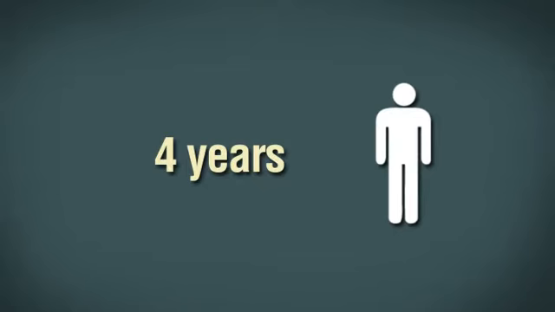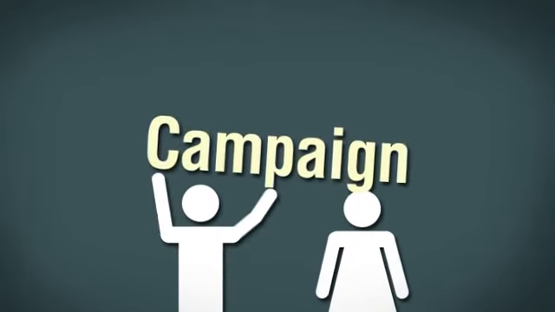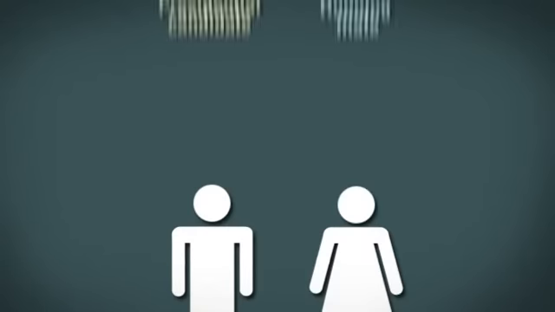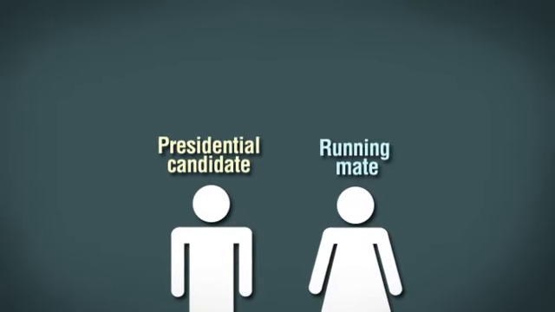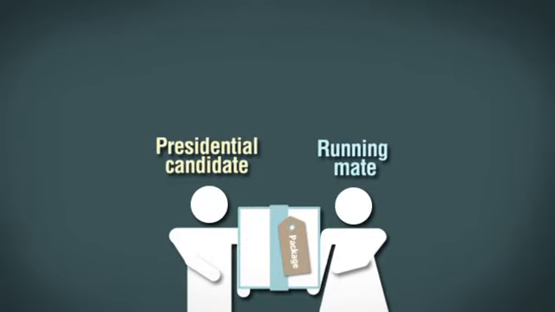Well, presidential elections take place every 4 years. The 2 main parties, the Democrats and the Republicans, host big get-togethers where they choose their presidential candidate, the person they think will be the best leader for the nation. The winning candidate then chooses their vice presidential candidate, also known as their running mate, to help support the campaign. Presidential candidates usually choose someone with different areas of skill or knowledge, so they present voters with the best package. Together, they're known as a ticket.